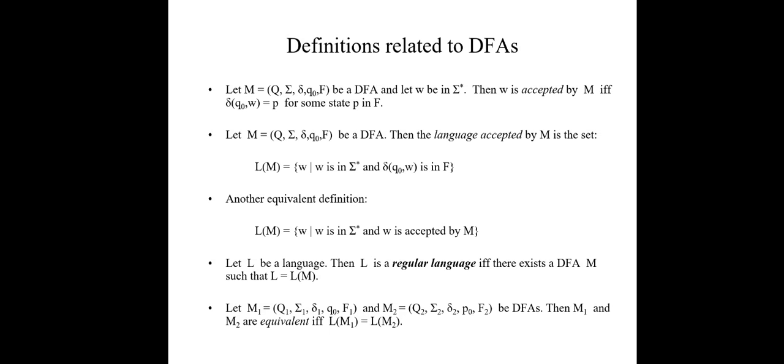Now, next, the other definition related to DFA is the language accepted, right? And the transition, that is delta of q0 comma w, will give the resultant state, and it should be the final state, right? Let L be the language, then L is a regular language if and only if there exists a DFA M such that L is equal to L of M. If you have two DFA M1 and M2, they are equivalent if language of M1 is equal to language of M2.